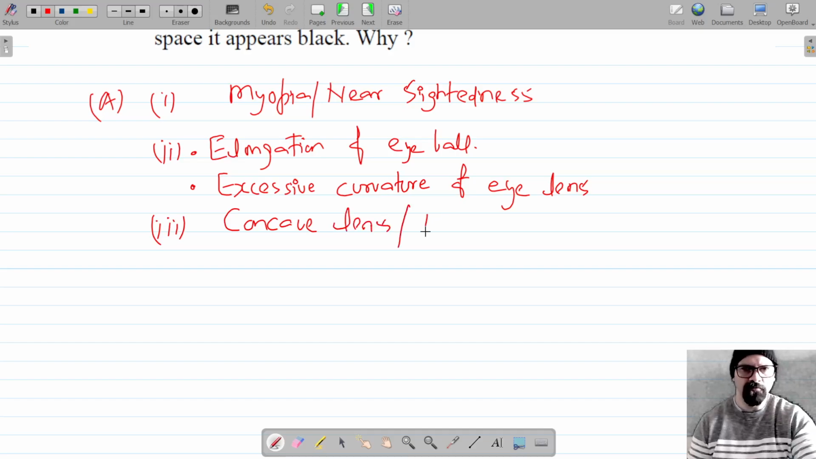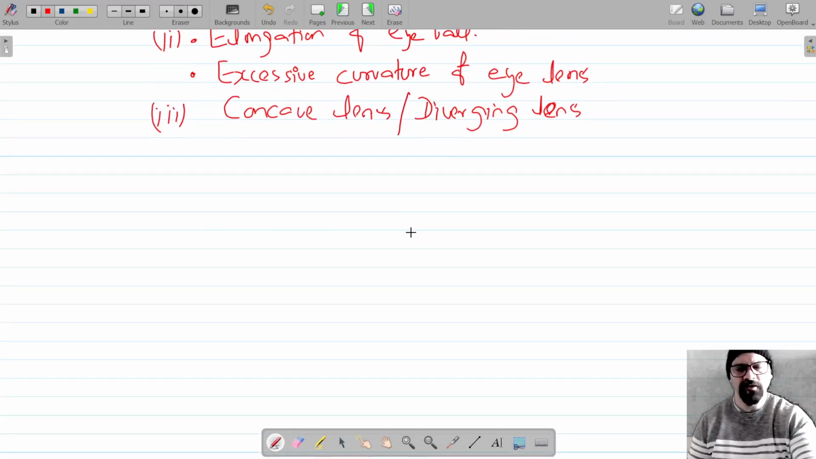Concave lens, or we also call it a diverging lens. And let me show you how this is corrected. Let's say this is an eyeball.